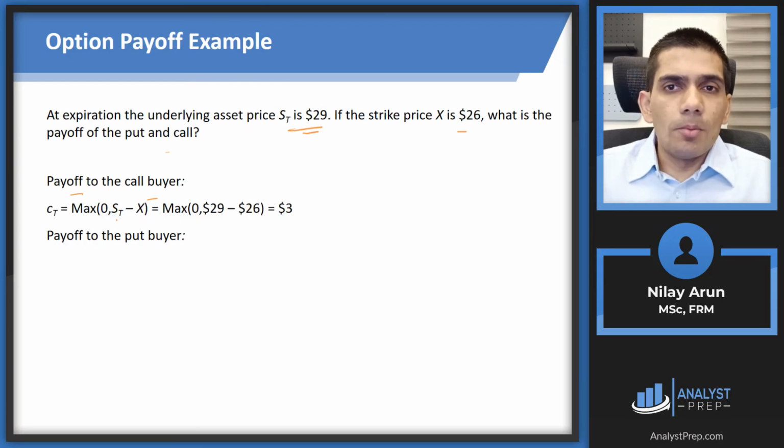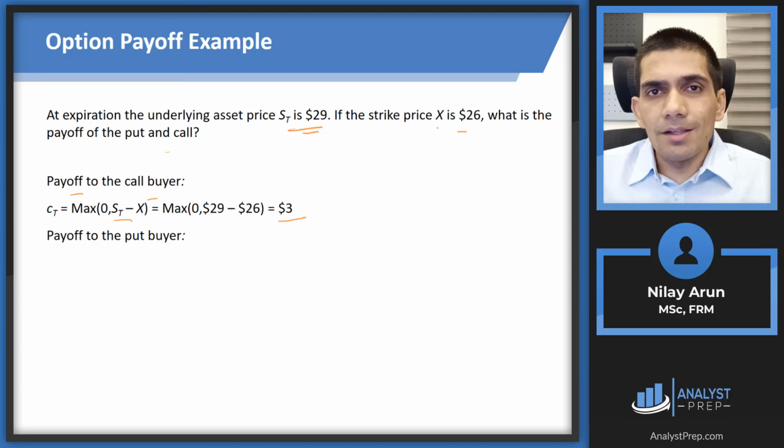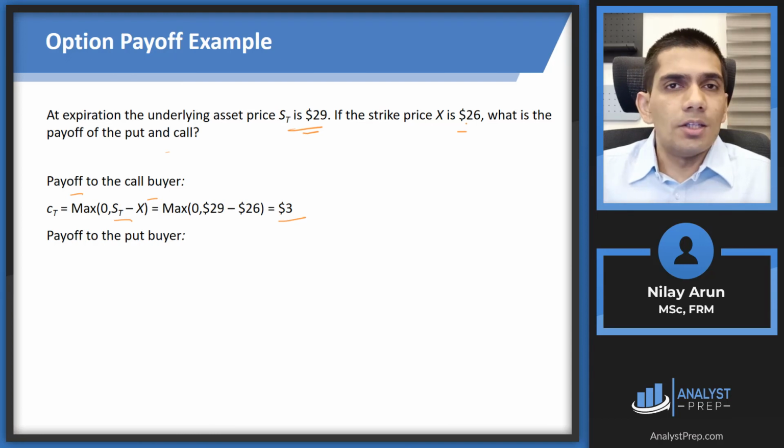If you want to look at the formula, that's again ST minus K, or you can just use logic just like what we did right now. So that comes out to be $3. How about the put buyer, the long put? Does it make sense for that person to exercise? Now this is 29, strike price is 26. If I have to sell, I'd rather sell at 29. Why would I want to sell at 26? Which means I'm not going to use this particular option. If I don't use the option, that means my payoff is 0. So that is option payoff.